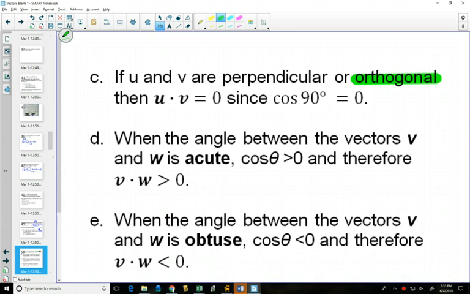So if two vectors are perpendicular, then the dot product is 0. So it becomes a very quick way for us to find out if two vectors are perpendicular to each other. And when the angle between two vectors is acute, in other words between 0 and 90 degrees, we know that cos in quadrant 1 is positive. So as soon as our dot product is positive, we know the angle is between 0 and 90 degrees. And if our dot product is negative, that would mean the angle is in quadrant 2, so your angle is bigger than 90 degrees.